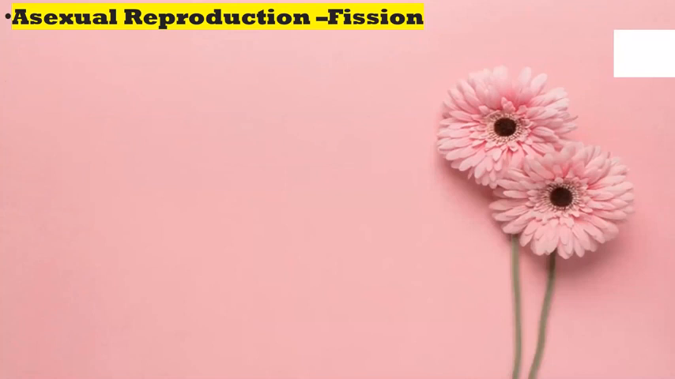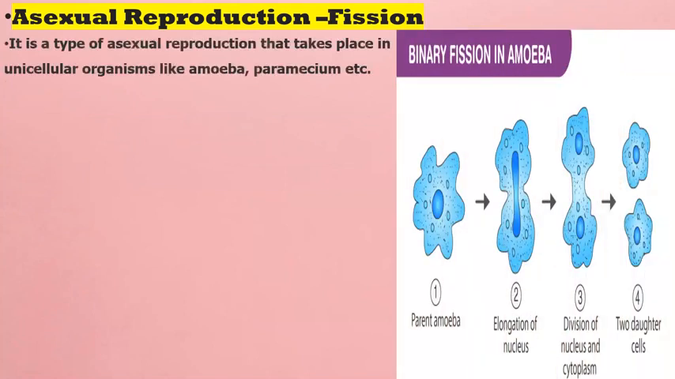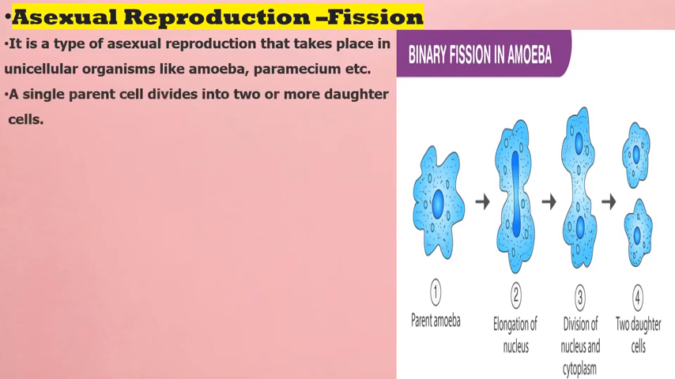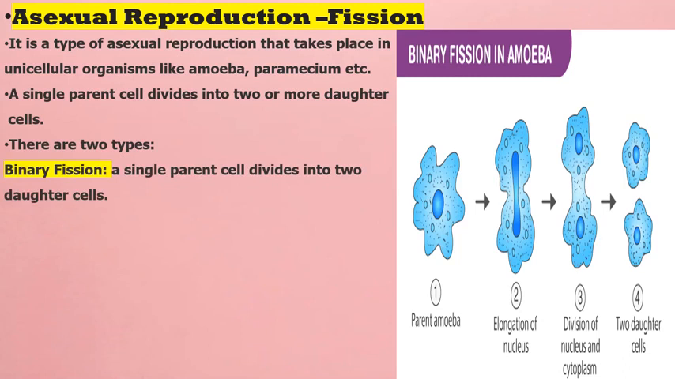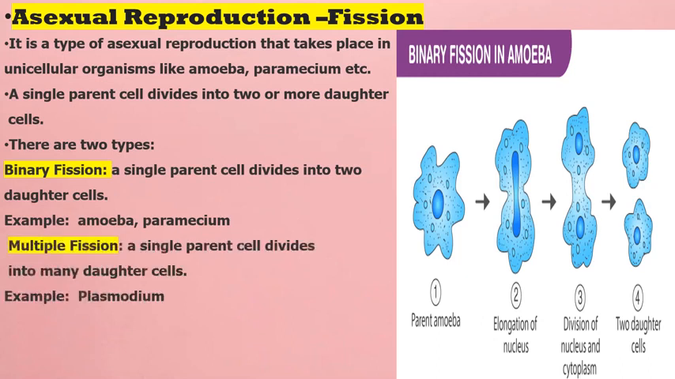Another asexual reproduction is fission. It is a type of asexual reproduction that takes place in unicellular organisms like amoeba, paramecium, bacteria, etc. It is a simple method of reproduction found in many unicellular organisms. A single parent cell divides into two or more daughter cells. There are two types of fission. Binary fission. A single parent cell divides into two daughter cells. Examples are amoeba and paramecium. Multiple fission. A single parent cell divides into many daughter cells. Example, plasmodium.